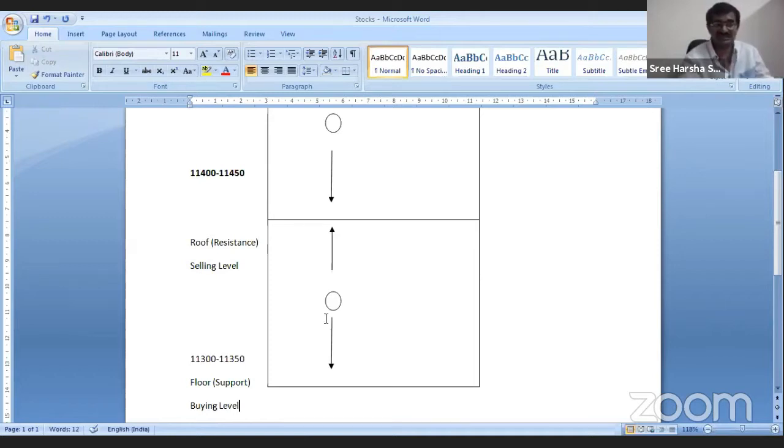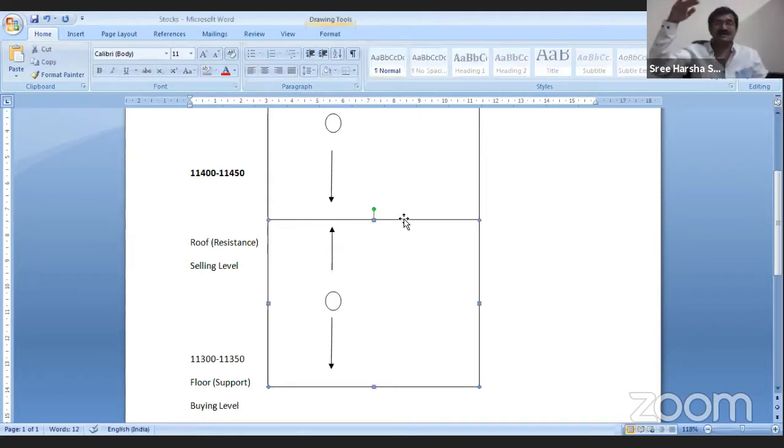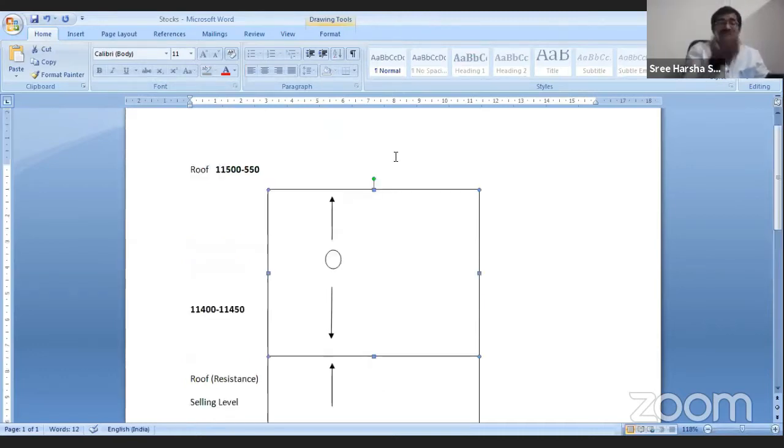And when it breaks, let's assume this is the ground floor and this is the first floor. When the roof of the ground floor gets broken, the ball will come and land on the first floor. And for the ground floor, this is a roof. But for the first floor, this is going to be a floor.